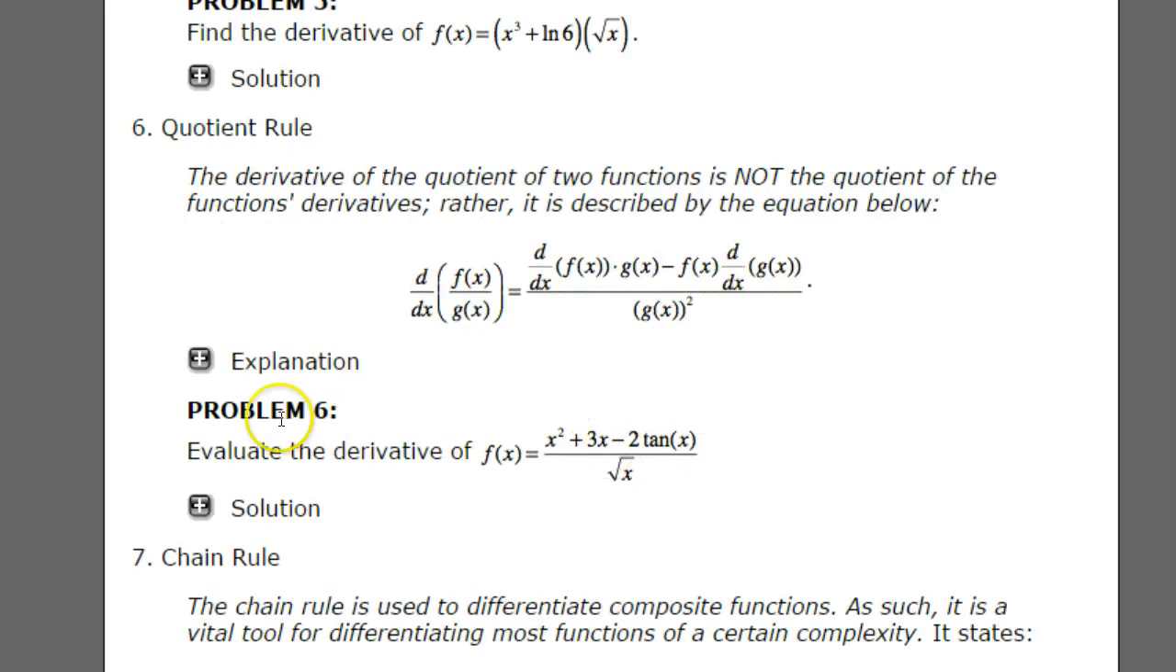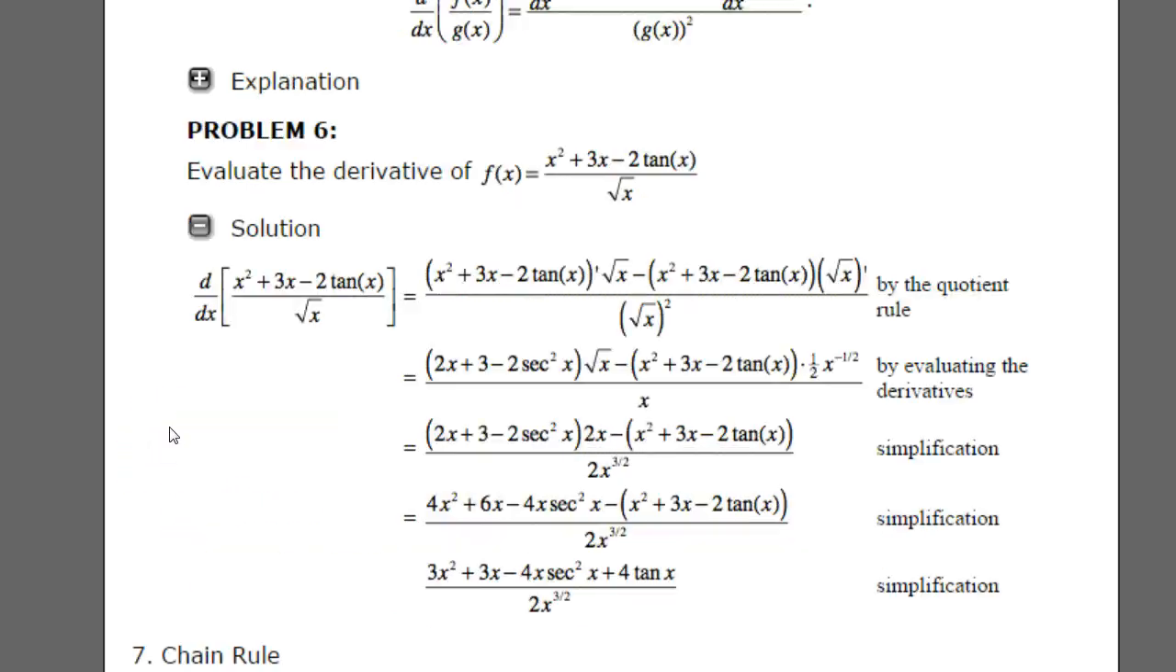This one right here is going to get a little bit complicated, so just stick with me here. Evaluate the derivative of f of x, which is x squared plus 3x minus 2 tangent of x, over the square root of x. This is all one function, so this is going to be our f of x, and this is going to be our g of x.